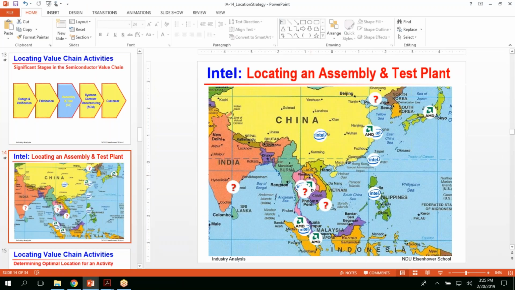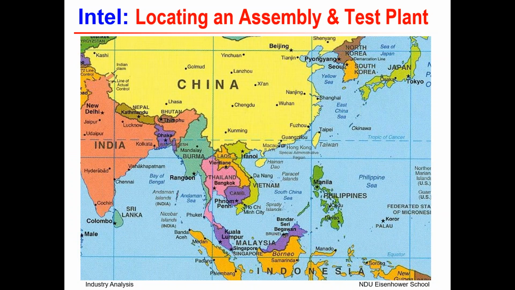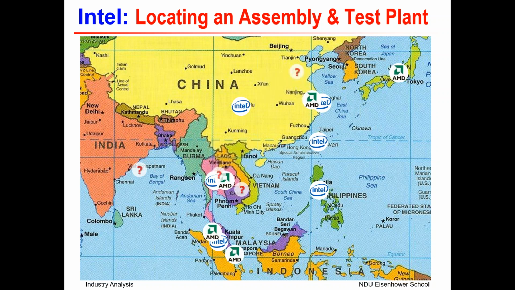Going back there, it's helpful to understand that these are both SCMs. Some of these are not assembly and test plants. Some of them are fabs or SCM. Intel has no fabs in this area, right? Intel does not have fabs in Asia. They have them in the United States, Ireland, and Israel, I believe, at least at the time of the case. But then the decision point is this, right?